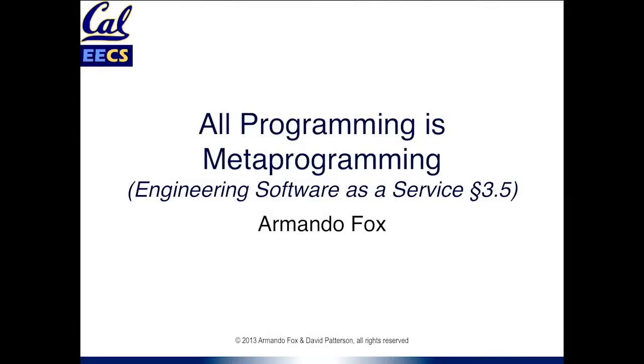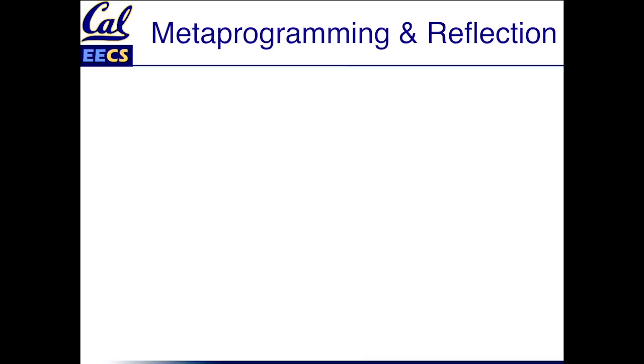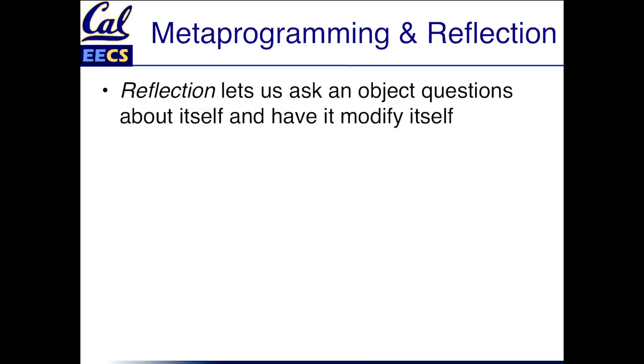So what do we mean when we say all programming is metaprogramming? What are metaprogramming and reflection? They're $20 words. It should make you feel smarter to use them. But reflection means we can ask an object questions about itself at runtime. We can have it modify itself at runtime.